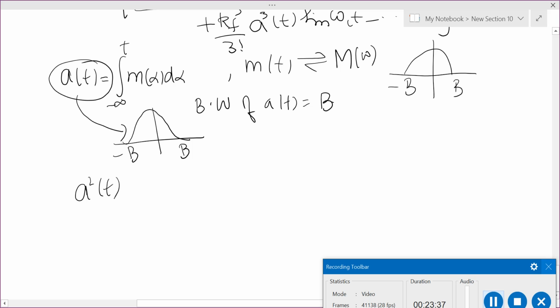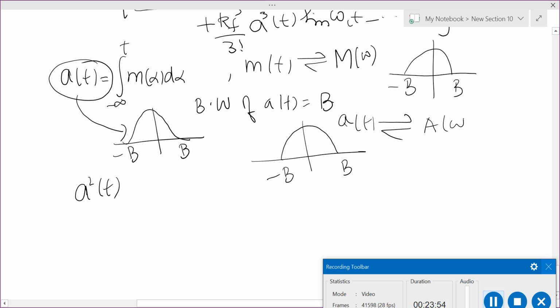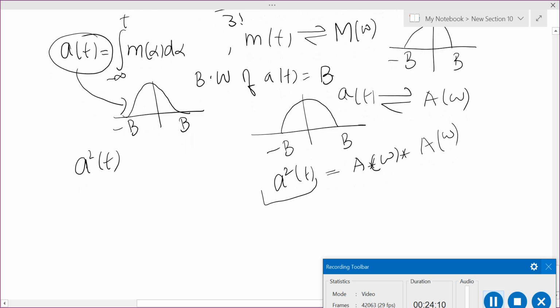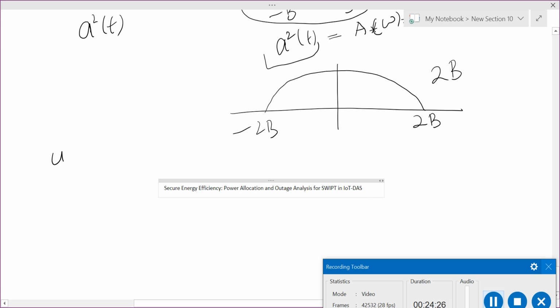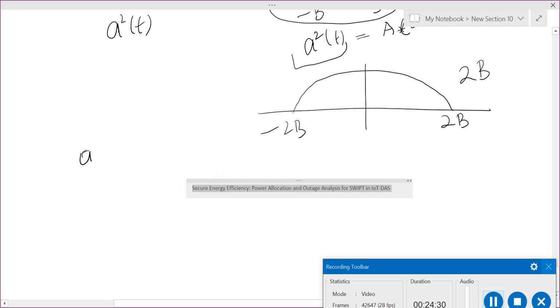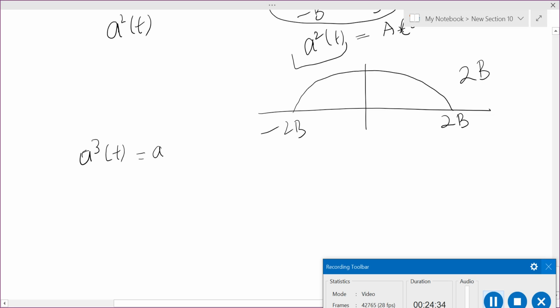Similarly, the other fact is, a square of t is equal to a of t times a of t, right? We know that the Fourier transform of a product of two functions is a convolution. Now a of t has Fourier transform, suppose, a of omega. So a square of t will have Fourier transform a of omega convolved with itself. When you convolve a function with itself, it is a basic fact that the x-axis gets doubled. So what I mean is that it extends from minus 2B to 2B. It's the result of convolution. You can easily verify it with some examples. So a square of t has bandwidth 2B.